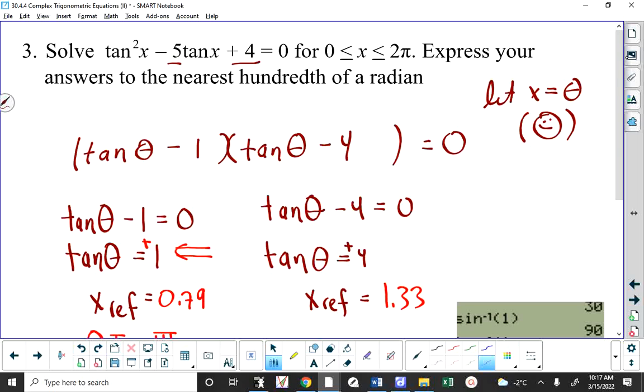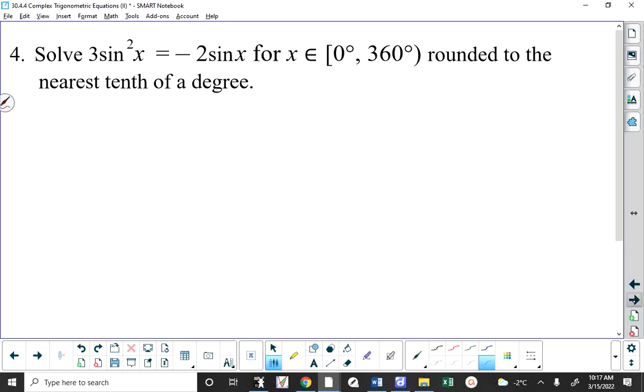Okay. Let's take a look at number 4 now. Solve this equation. Well, it's quadratic, so we're going to zero the equation. 3 sine squared of x plus 2 sine of x is equal to 0. We're in degrees, nearest tenth of a degree. This will be back on more familiar ground for most of us.